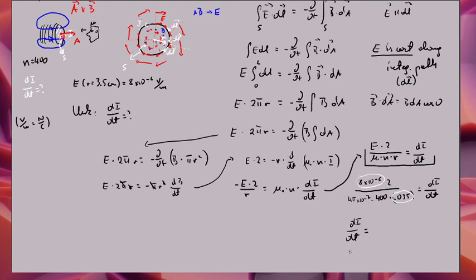equals, well, just a matter of plugging in the numbers. Whatever you get for that would be the answer, and that would be amps per second. I guess I'll calculate it. So I got 0.91 amps. All right, here's your simple problem.